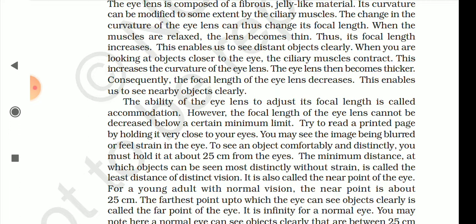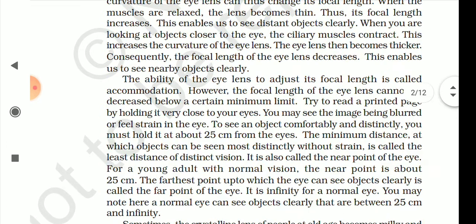Whenever you are looking at objects closer to the eye, the ciliary muscles contract. This increases the curvature of the eye lens. The eye lens then becomes thicker. Consequently, the focal length of the eye lens decreases. This enables us to see nearby objects clearly. Here they have given us the definition of accommodation. You need to write it, so please go through it.